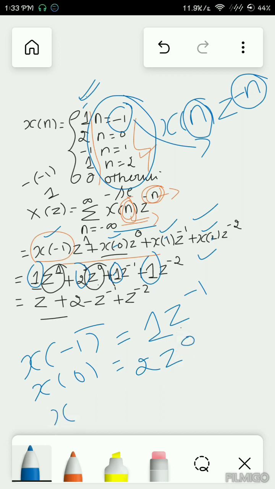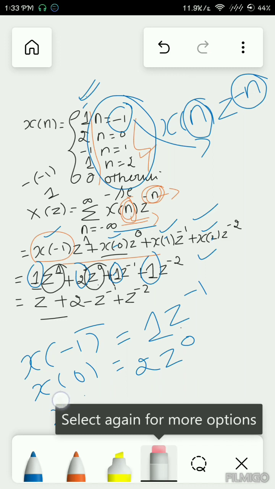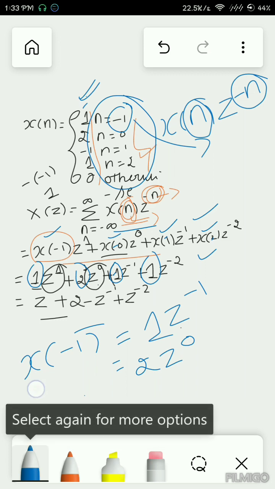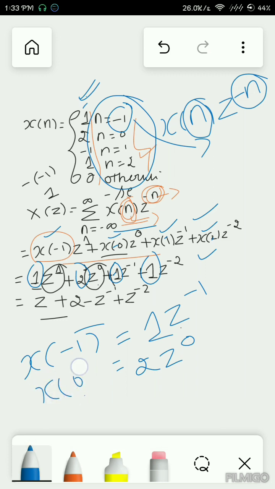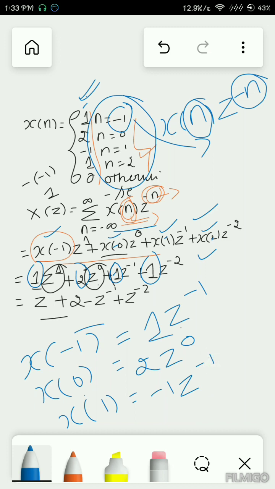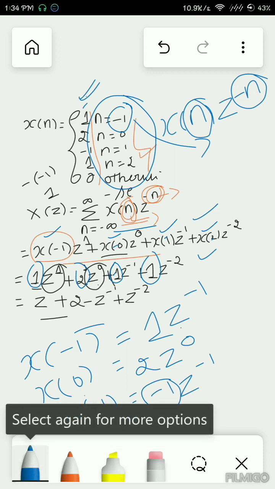So this is x of 0, and for x of 1, I wrote it as minus 1 into z to the power of minus 1. It is because, for n equal to 1, the resultant would be minus 1. Right, now I took it as x to the power of, yes.